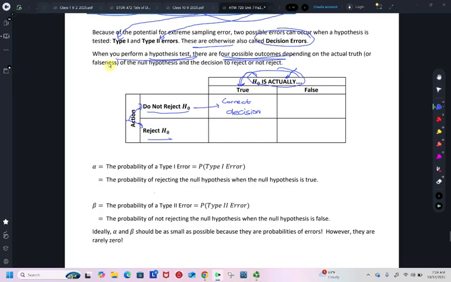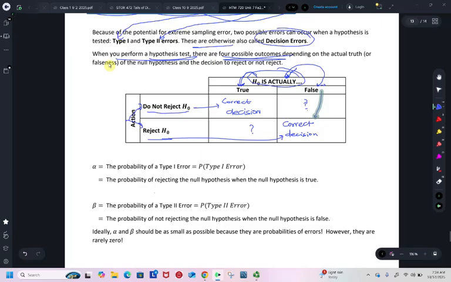What is another instance of a correct decision here? Well, let's consider. If the null hypothesis is false, I am not interested in what is false. So I would like to reject it when it is false. That would be another instance of a correct decision. The null hypothesis, if it's actually false, I would like to take the right decision, to reject it.